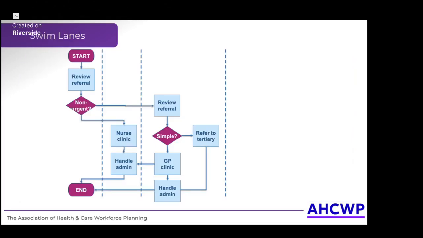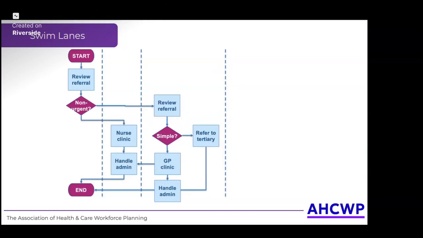So there's lots of different things you can consider. And the way I like to consider them is using a few different approaches. So one is swim lanes, which is setting out how the process currently works by putting things into swim lanes based on who does it. So, for example, we might consider that the review of the referral is done by somebody, the nurse clinic is done by somebody else, and the GP clinic handling admin is handled by somebody else, so that we can place those in swim lanes to see who's doing them at the moment.